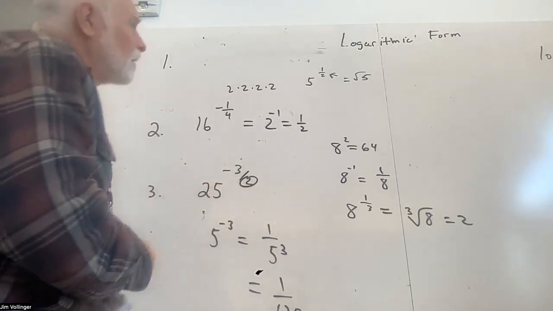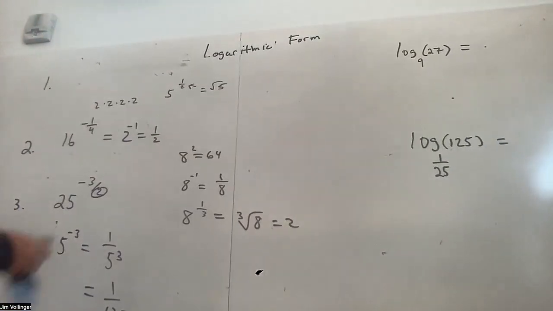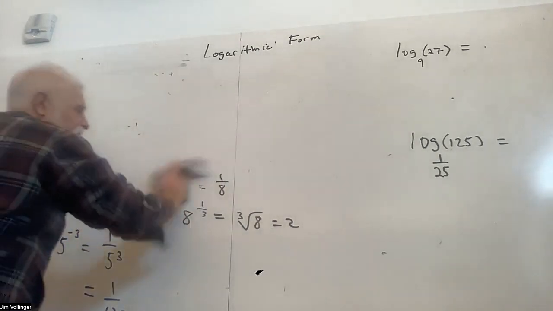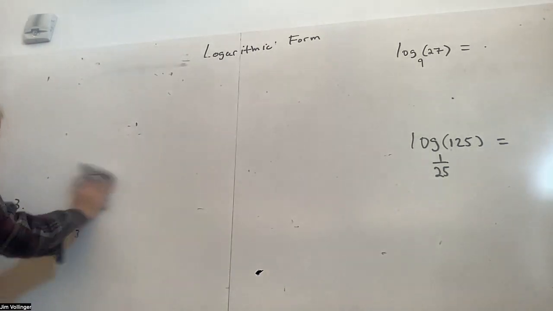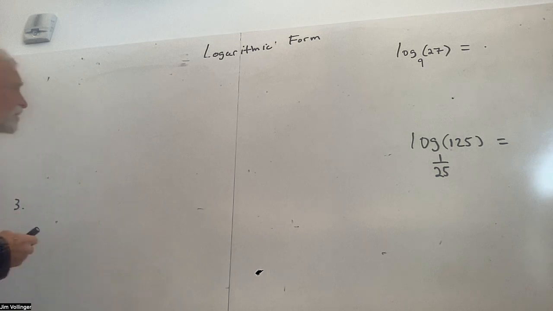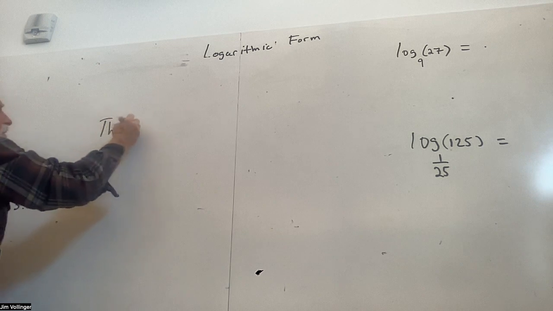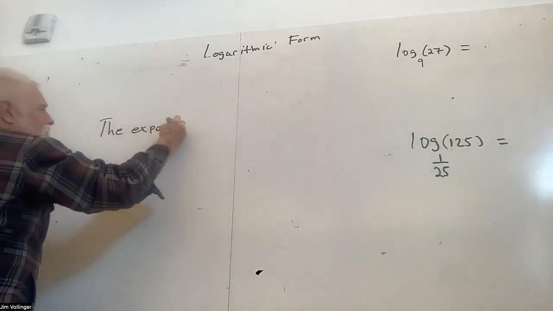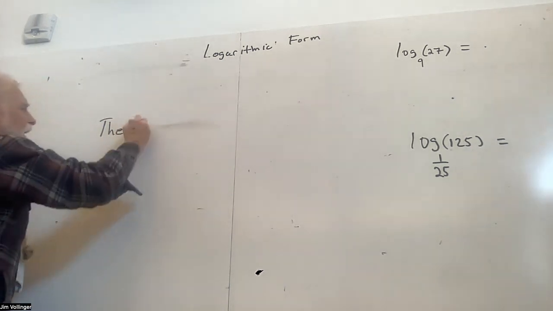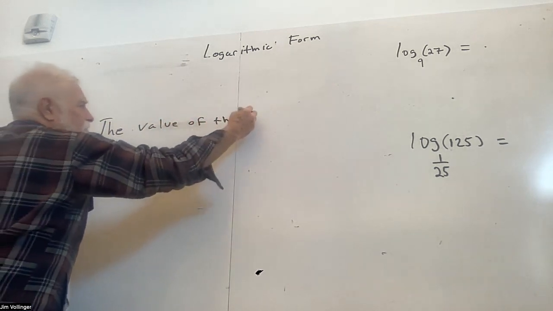All right, now I've got logarithmic form written up here. I always like to have the sentence written. I should have probably done it before this, so I won't do it this time. Well, yeah, I guess maybe I better. All right, the exponent. You put the value of the exponent. Let me do it that way. The value of the exponent, the value of the exponent.